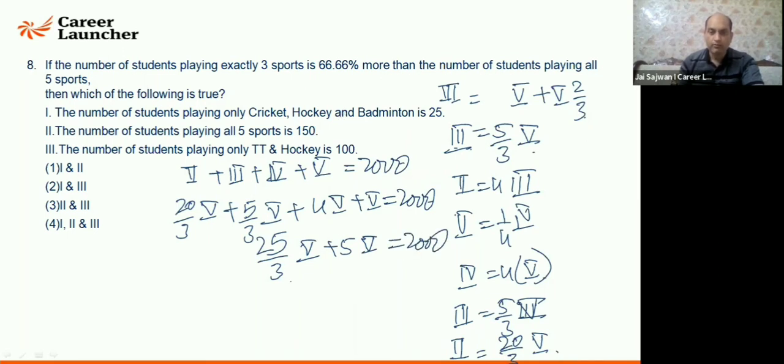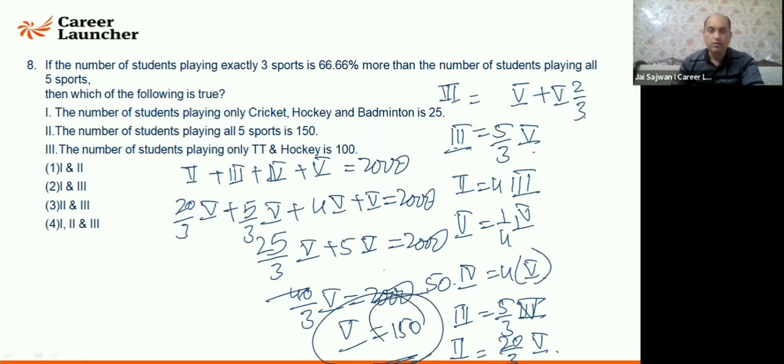So what do you get? 15 plus this, that is 40 upon 3 of 5 games is equal to 2000. So 5 games is equal to 150. So people who are going to play all the 5 games is 150. I think this statement is correct.